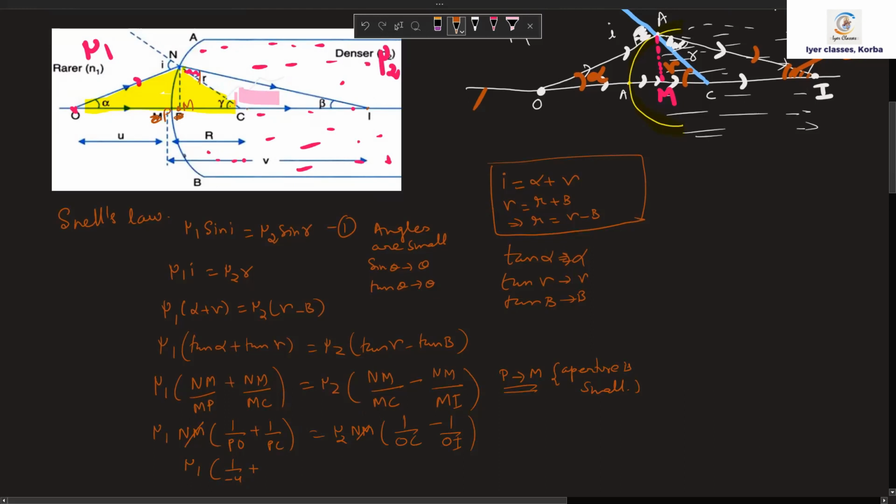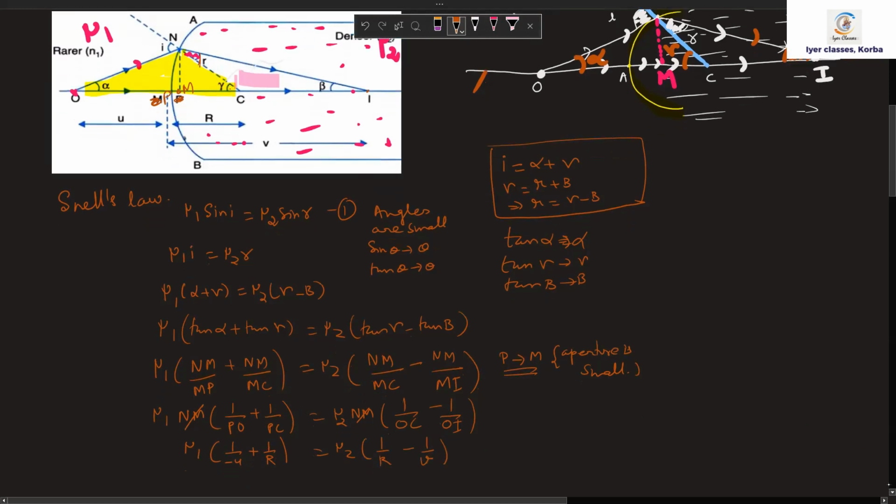Now what about 1 upon PC? If you want to go from P to C, what is the value? Is it plus R or minus R? See, you can see that it is R. It is plus R. Why is it plus R? Because it is in the same direction as that of the incident ray, right? Mu2 into 1 upon OC, which is 1 upon R, minus 1 upon OI, which is V. V is also plus.